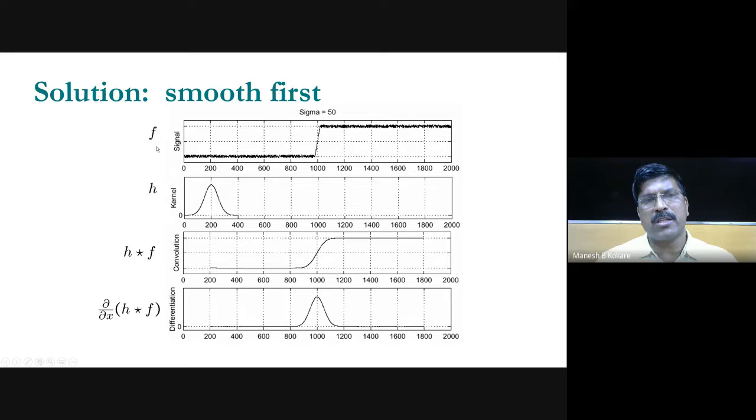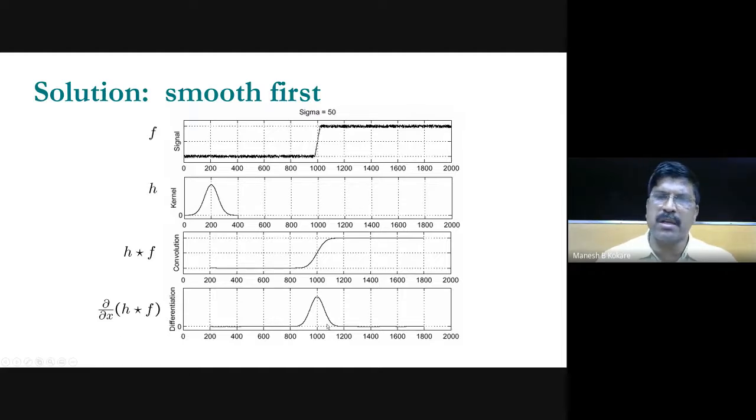When you convolve this f with h, that is, when you do the low pass filtering of this input signal, you get the output, which is nothing but h convolved with f. And now if you take the derivative of this, dou by dou x, you will get a function like this.